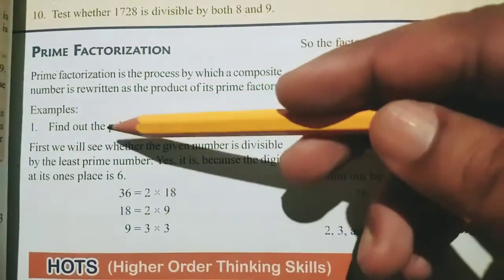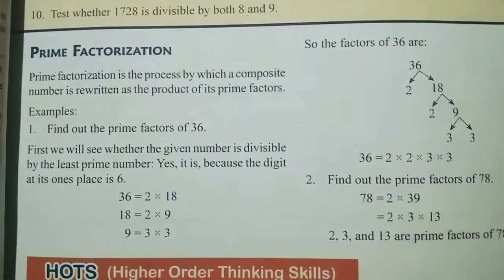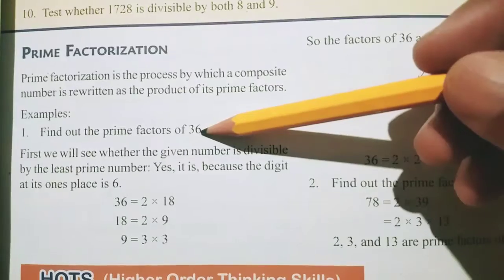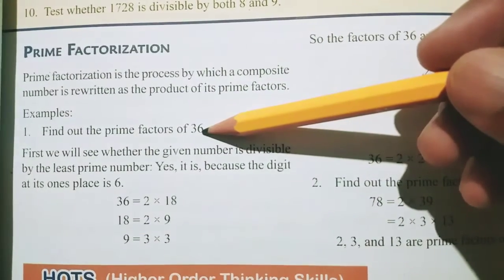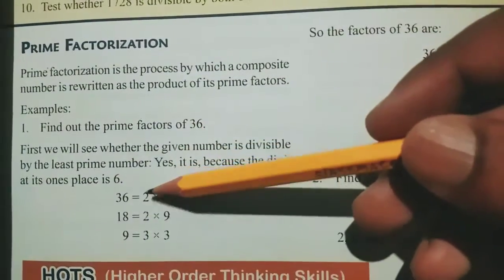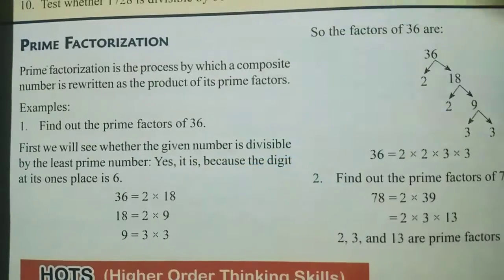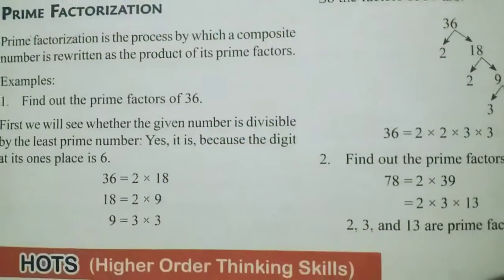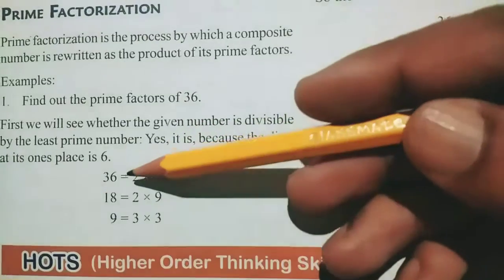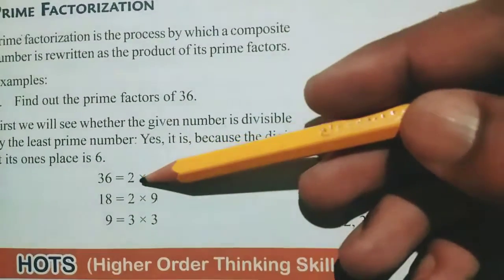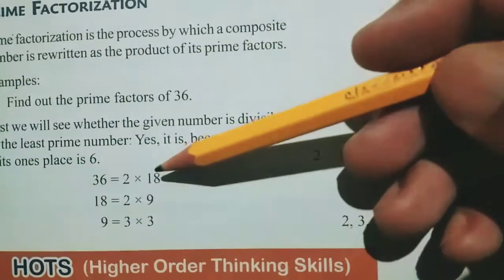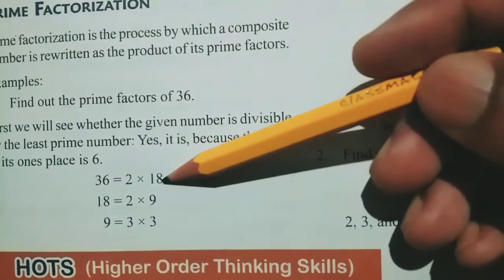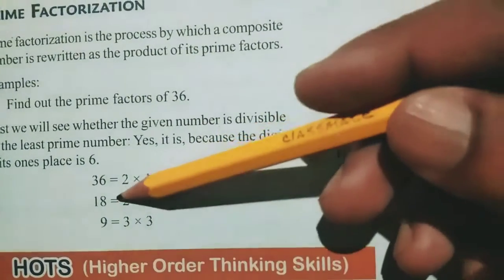Okay, like find out the prime factors of 36. So 36 is a composite number, so you have to write the prime factors of this 36. Prime factors means you have to write in multiplication form. In this way you have to break 36 equal to what? 2 into 18, and then you have got 2 as a prime number, but 18 is not prime. Again you have to factorize this one.